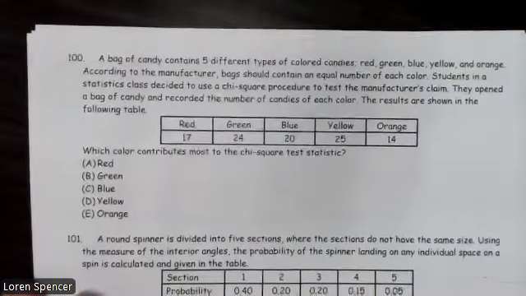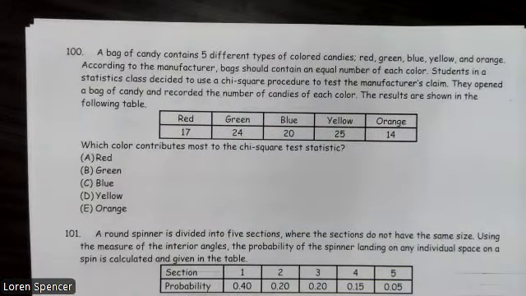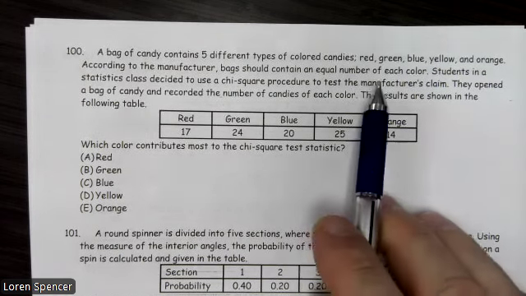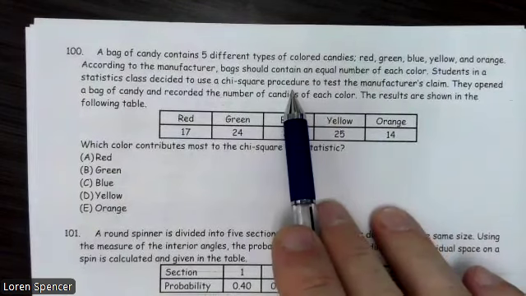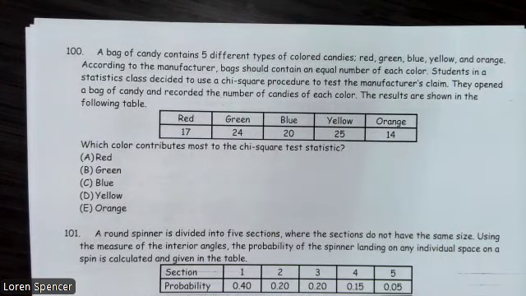All right, moving on to 100. A bag of candy contains 5 different types of colored candies: red, green, blue, yellow, and orange. So we have 5 categories. According to the manufacturer, bags should contain an equal number of each color. Students in a statistics class decide to use a chi-square procedure to test the manufacturer's claim. They opened a bag of candy and recorded the number of candies of each. The results are shown in the following table.